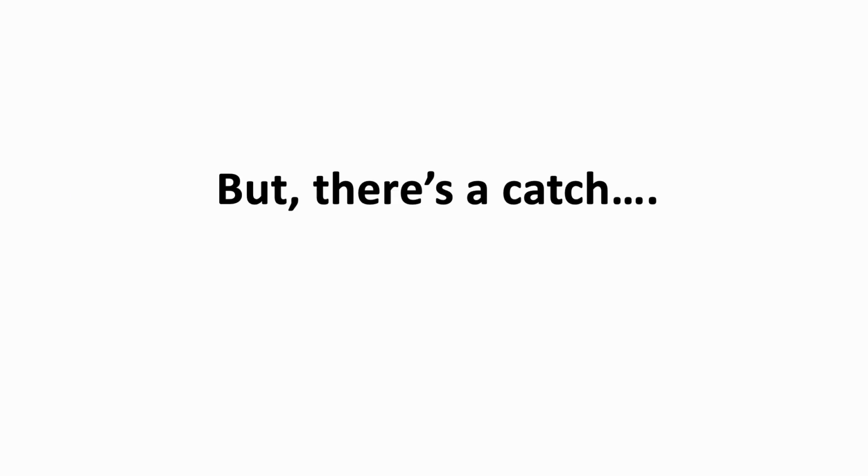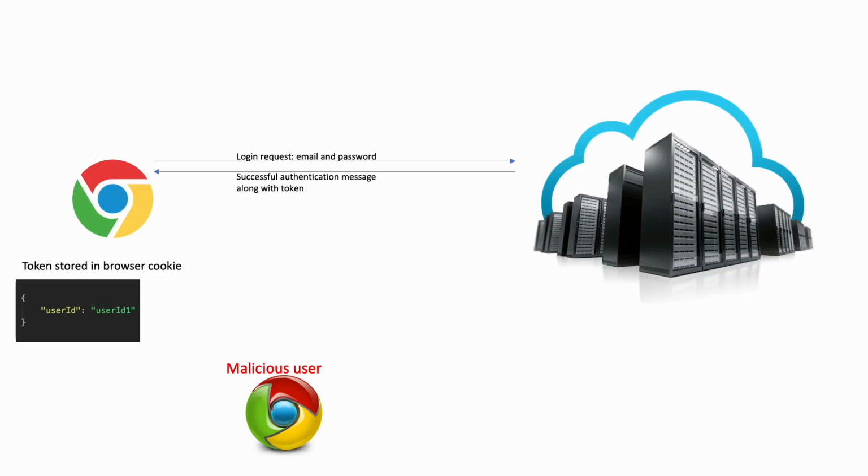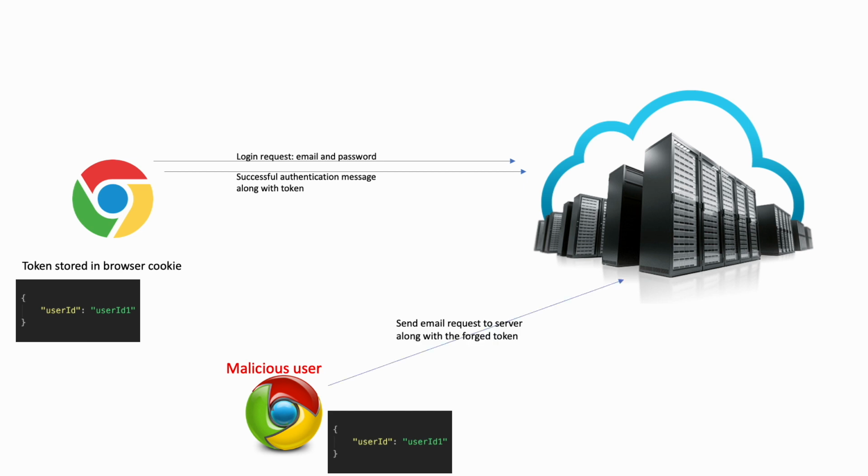But there's a catch. What if someone crafty and malicious decides to whip up a counterfeit token using your user information? Let's say someone is able to obtain your user ID or username from somewhere. That person can create an exact duplicate of that token, right? And then they can send the email request to the server along with the forged token. The server won't be able to distinguish whether the token is genuine, whether it was the token that the server had created, or if it's a counterfeited token, because both look exactly the same.